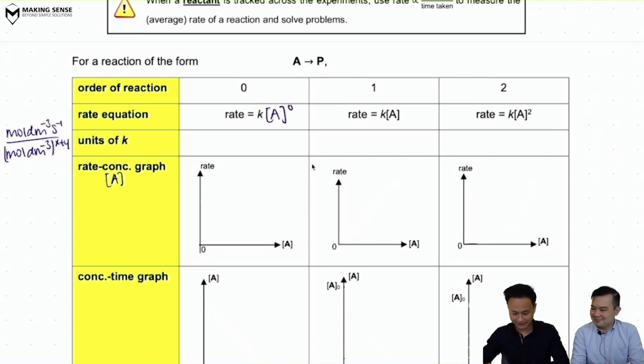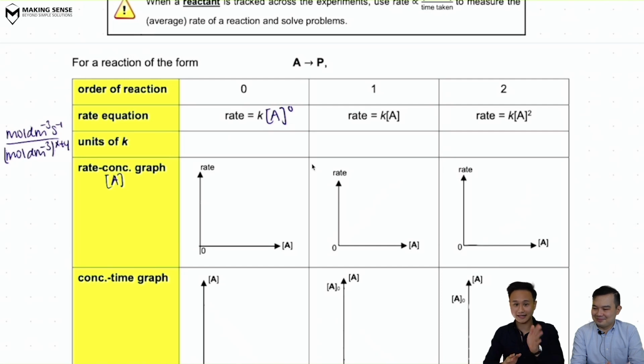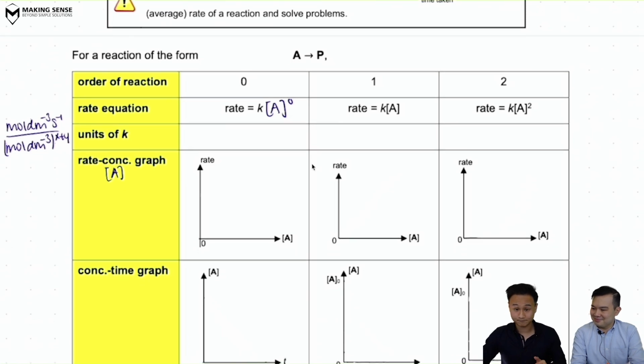Okay, so in this reaction, we're going to take a very, very simple reaction. A becomes P, and we have 3 orders of reaction here, 0, 1 and 2. Now we have the corresponding rate equations as well. Rate equals k[A]^0, k[A]^1, k[A]^2. This should be quite comfortable for you now. And again, let's find out units of k.